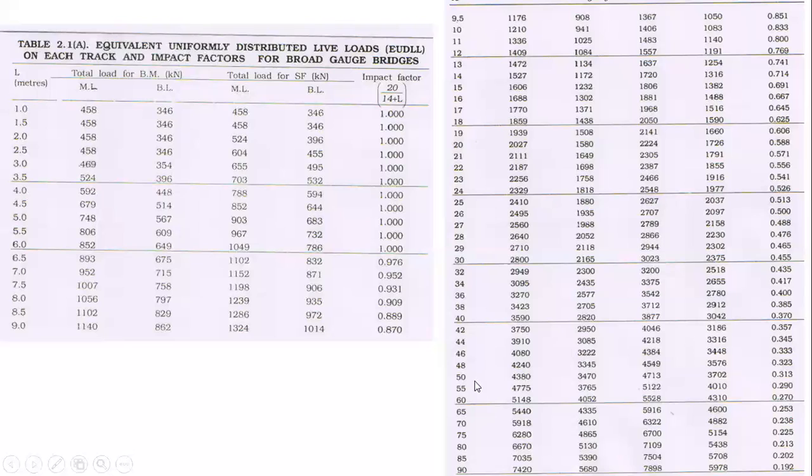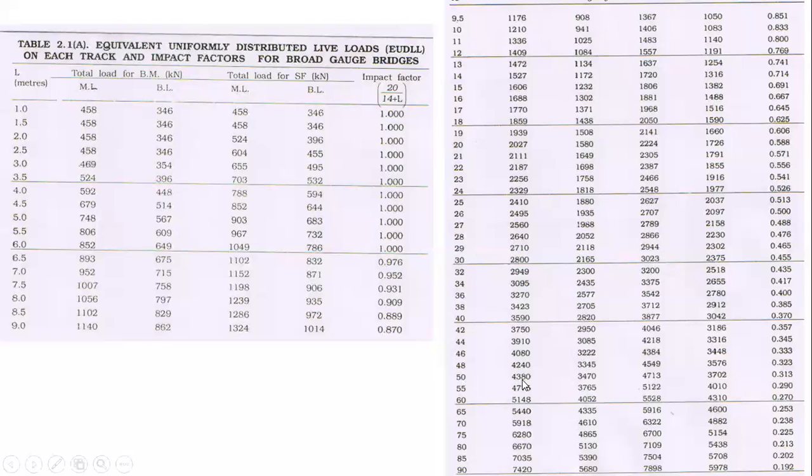So my span of the bridge is 50 meter here, and my load for bending moment for main line is this one. How much is it for 50? 4380. Just remember this value, 4380 kilonewton. When we calculate the force due to live load and impact load, we have to use this table. For dead load, we have already calculated. So my length of the bridge is 50 meter, so this is my value here.